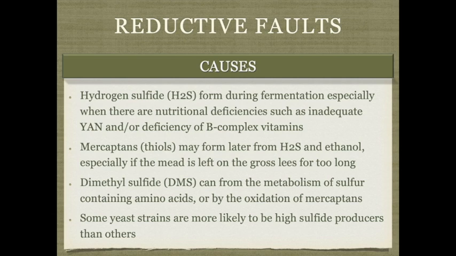Some compounds can later form from the hydrogen sulfides, including mercaptans, especially if the mead is left on the gross lees for too long and there's autolysis. Dimethyl sulfide compounds can come from metabolism of sulfur-containing amino acids or from oxidation of the mercaptans. Some yeast strains are more likely to be high sulfide producers than others. Some of them won't produce a lot of sulfide unless they're stressed or don't have enough nitrogen.